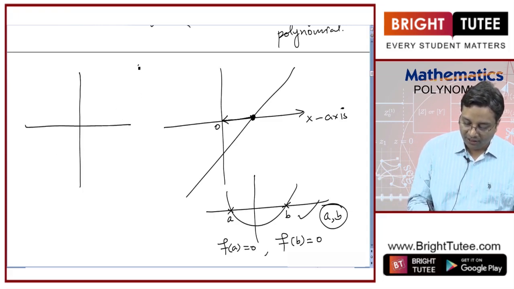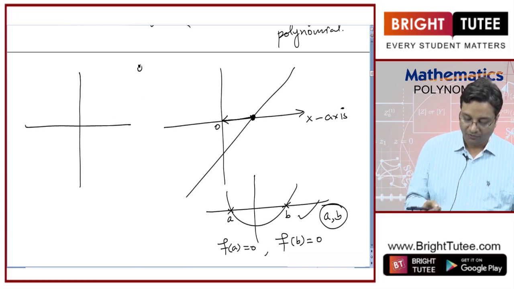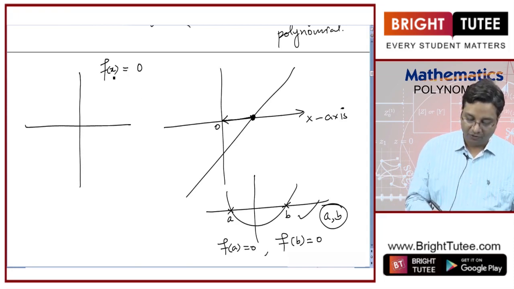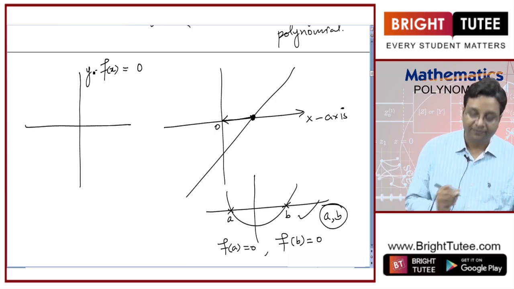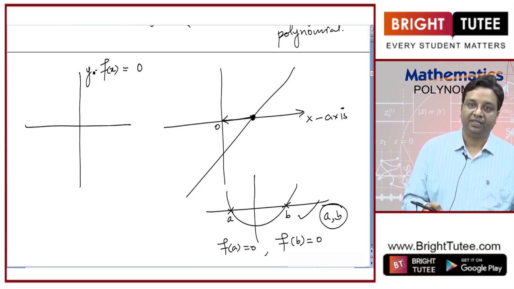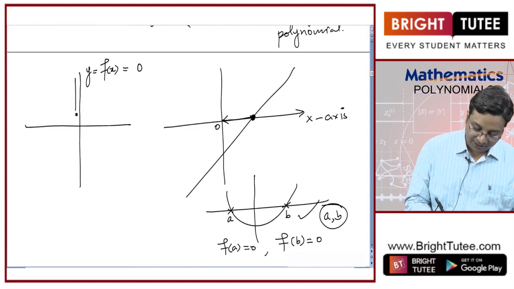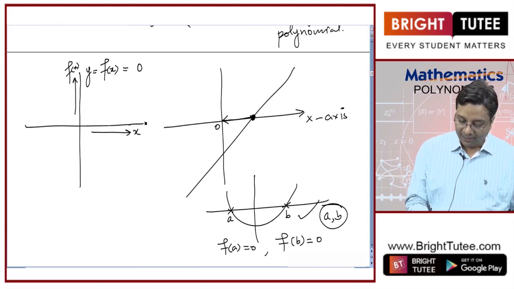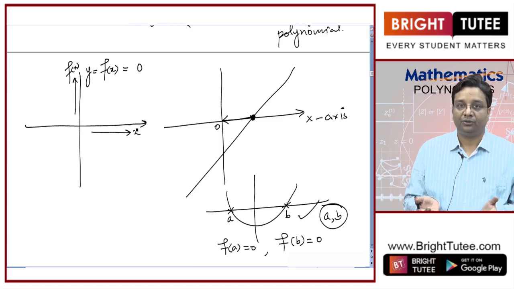What is a zero polynomial? It is equal to 0. So what is equal to 0? f of x is equal to 0, right. And what is f of x? It is equal to y, right. It is the dependent variable. So f of x is here and x is here. So when I say f of x is 0, where is f of x 0?